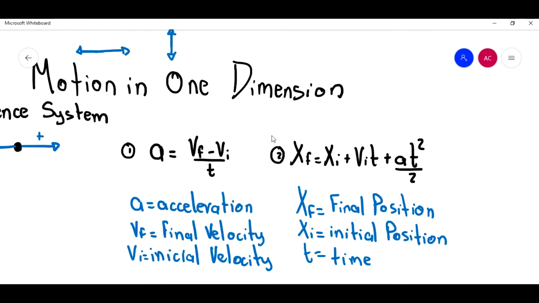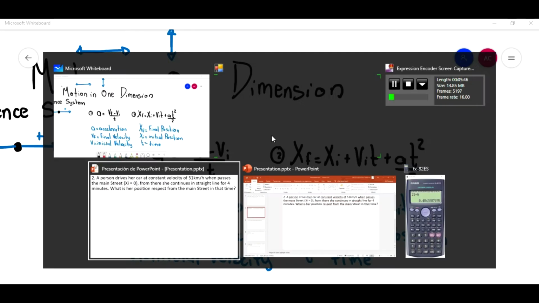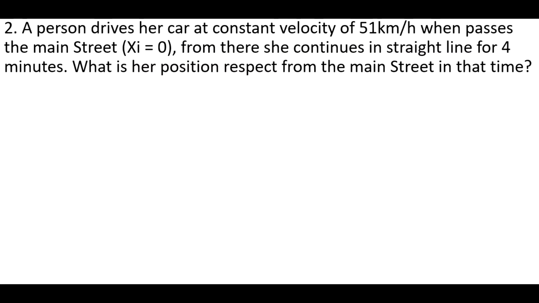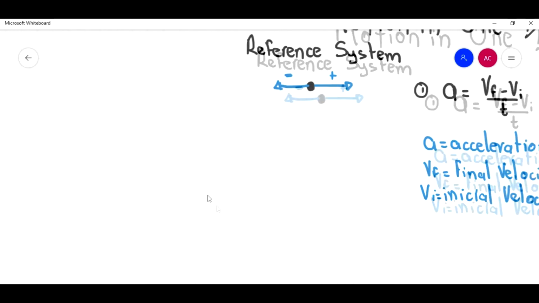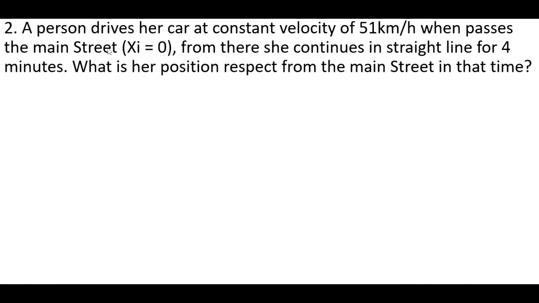So let's do the first problem, that is here. Now, I'm not going to do the problem on this screen because I don't like working with PowerPoint. So I'm going to do all the operations right here, but I'm going to read it over here.